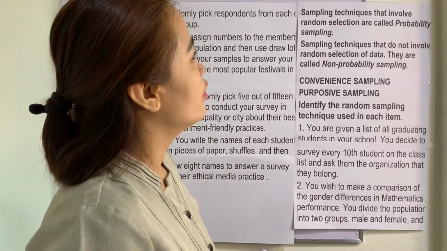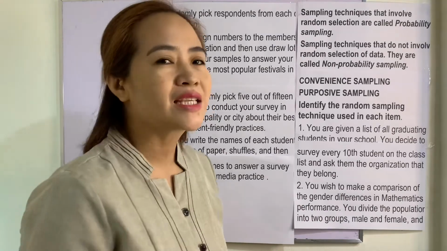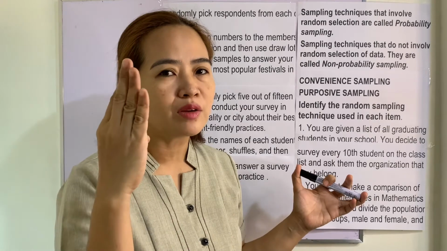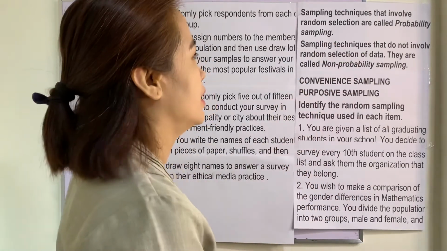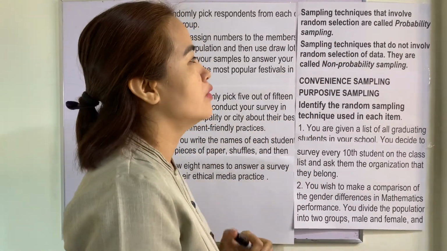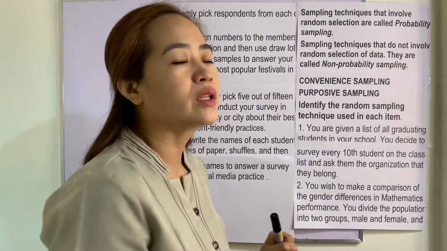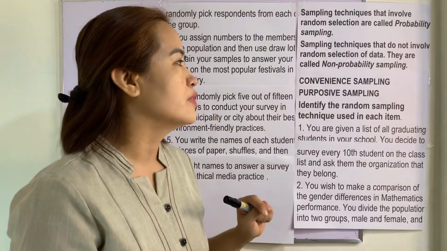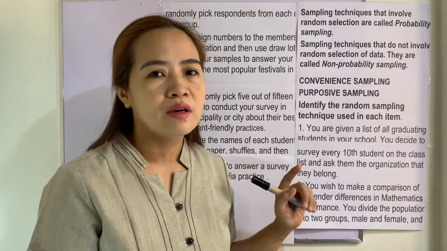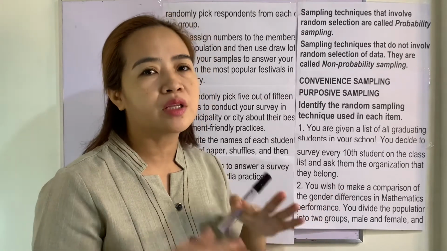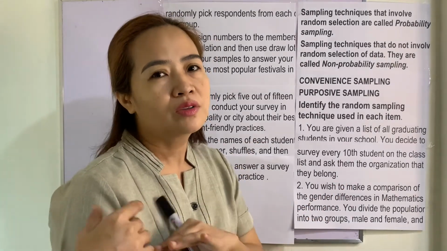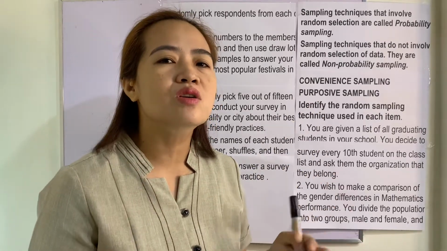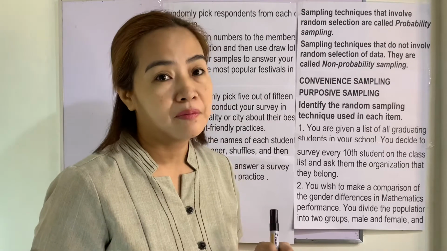Sampling techniques that involve random selection are called probability sampling. The random sampling techniques that we have discussed, the 4 random sampling, are called probability sampling. Sampling techniques that do not involve random selection of data are called non-probability sampling. Examples of this are convenience sampling and purposive sampling. Convenience sampling, you will just get the samples at your own convenience. And purposive sampling, you will get the samples based on the purpose of the study.